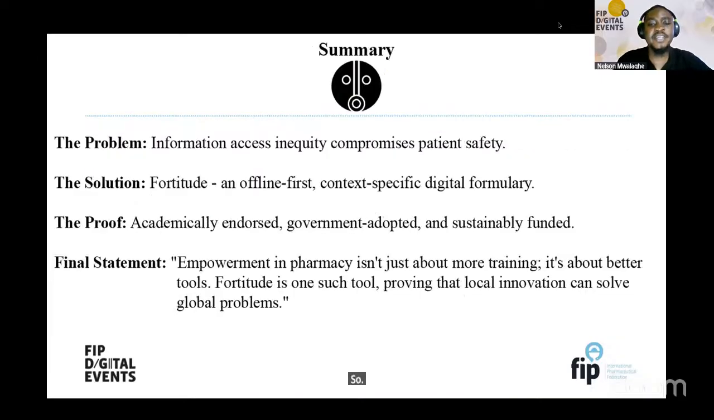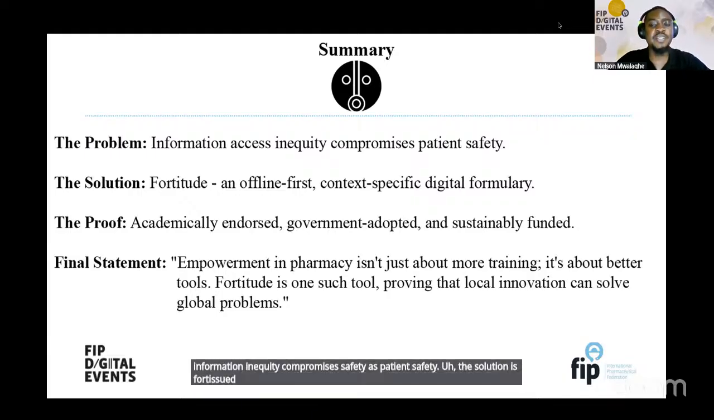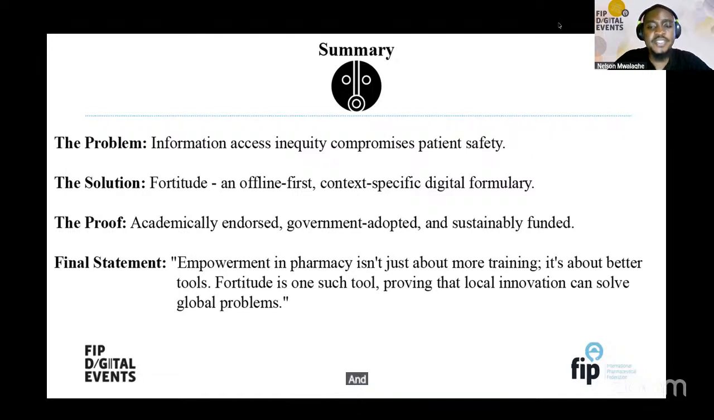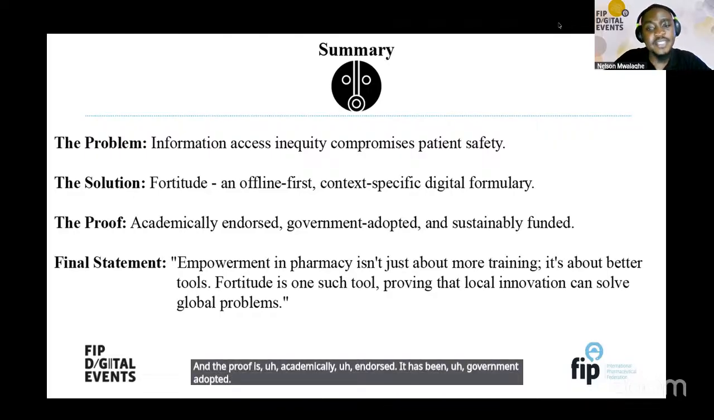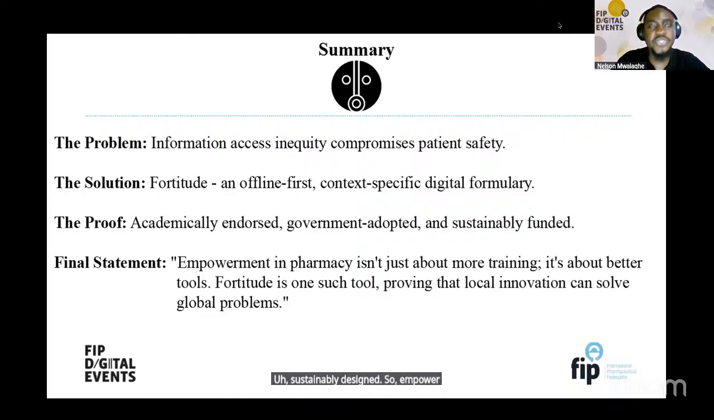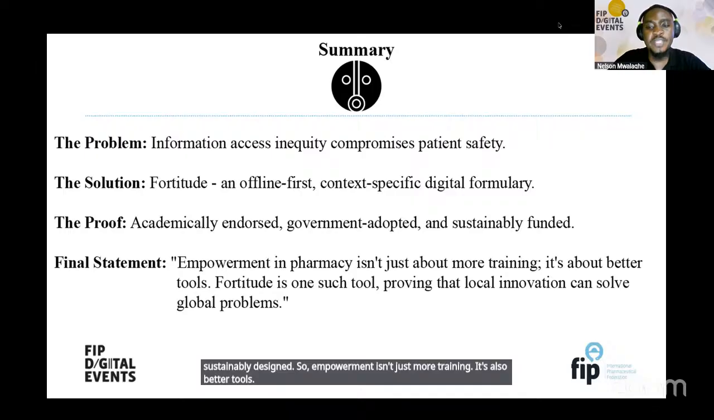So in summary, as I conclude, the problem is that information inequity compromises patient safety. The solution is Fortitude, an offline fast digital formulary application. And the proof is academically endorsed. It has been government adopted and sustainably designed. So empowerment isn't just more training, it's also better tools. Fortitude provides local innovation tools, and local innovation can solve global problems.